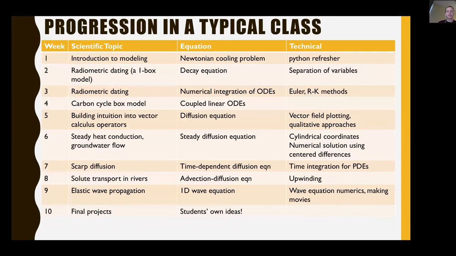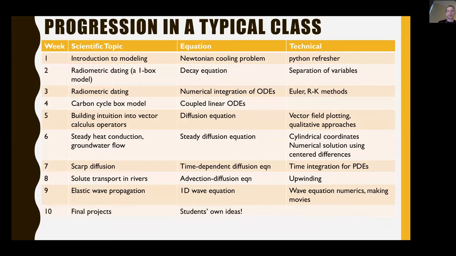Then we do a scarp diffusion problem, solving the time-dependent diffusion equation, dating scarp-like landforms in Southern California. Here they read a research paper, actually, by Tom Hanks from the USGS, and apply their simple numerical model to some real scarp-like landforms. I provide some observations, and they try to date the scarp-like landforms, given some information about an effective slope diffusivity from the literature.